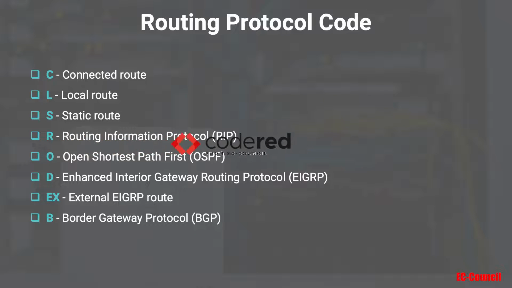We have L, which indicates a local route. We have S, static route. R, which indicates Routing Information Protocol. RIP is a very old dynamic routing protocol which was created back in the 1980s. Then we have O, which indicates OSPF, Open Shortest Path First, which is one of the most popular dynamic routing protocols commonly used in today's networks.